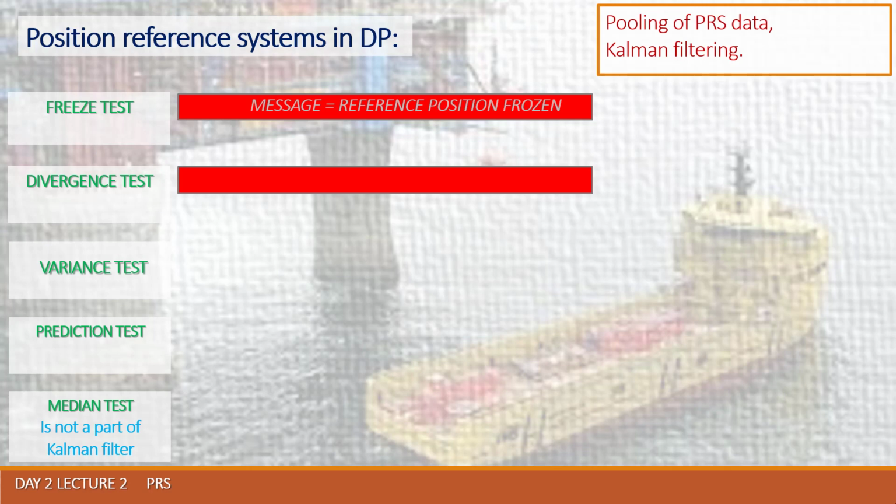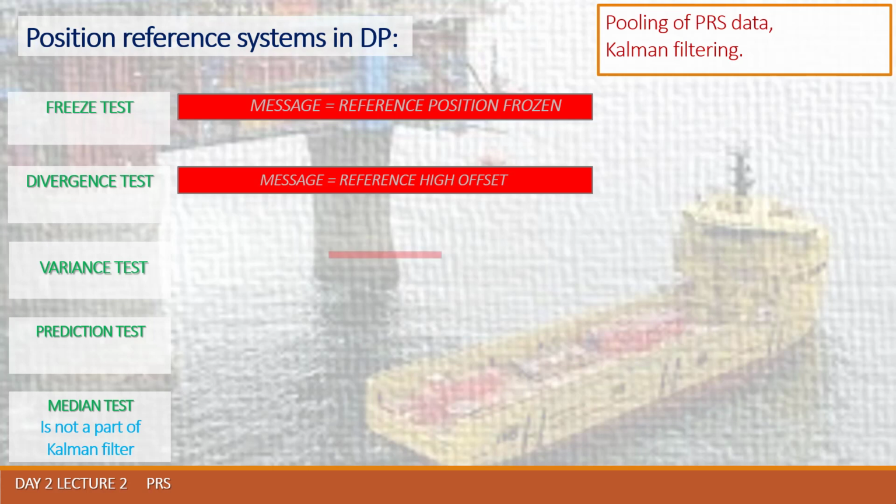The divergence test is supported with the message: reference high offset. The test performs the function of detecting a slow drift of one of the position references. But we need the input from at least 2 or more PRSs to the DP mathematical model.